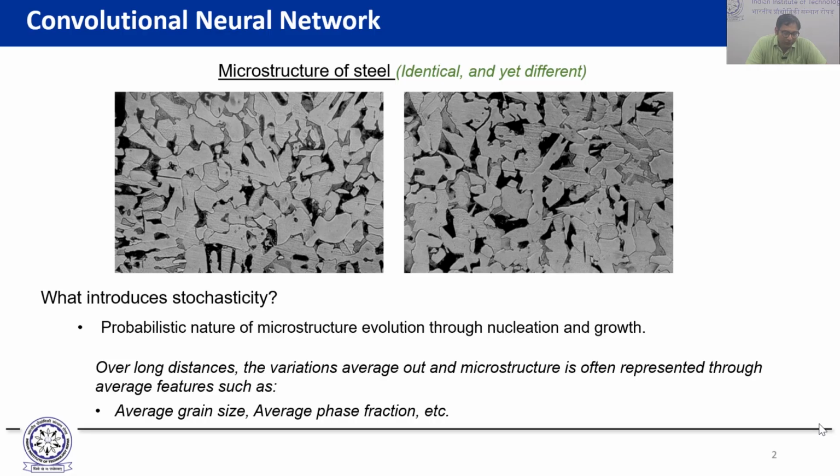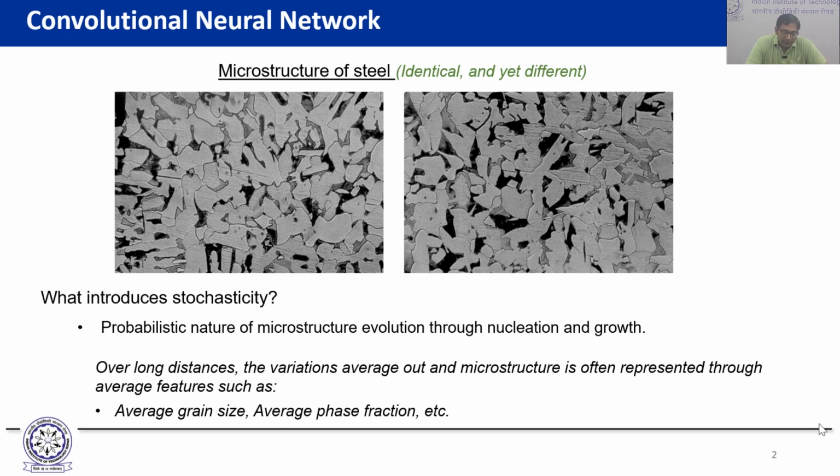So before we start, it is probably useful if we just do a very quick recap of what we have done in terms of the understanding of microstructure representation and feature extraction with convolutional neural network, and put it in context of real experimental microstructures. For example, over here, you can see two different figures, and both of these figures show you the microstructure of steel. If you look very carefully, you will see that these two microstructures are different, but at the same time, they look identical.